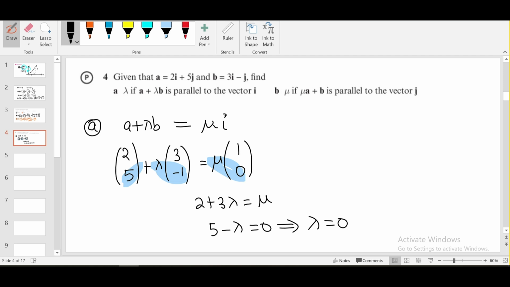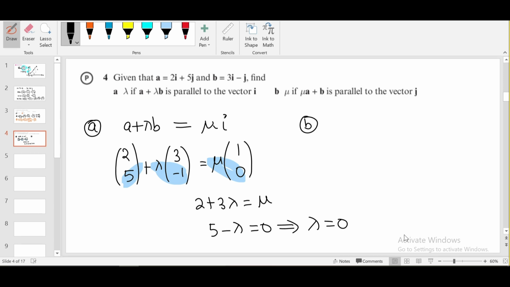I want you to try B on your own using the same method. Okay, I'll write it down first. So I'm going to write the steps here. You can verify against your own. Mu A plus B is parallel to J. So how do you write the condition? Mu A plus B is equal to, you need to use a scalar, right? Use lambda here, lambda J. Do not use the same mu.